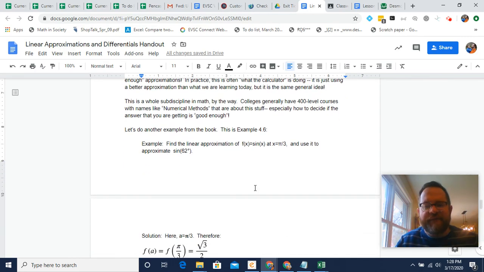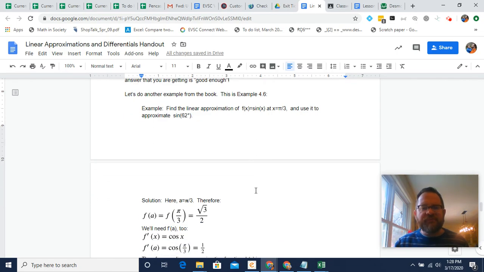I need another drink here. This will be example 4.6 from your book. And it wants you to find the linear approximation of f of x equals sine of x at the value pi over 3, and use that linear approximation to come up with the approximate form of the sine of 62 degrees. In case you didn't know, pi over 3 is 60 degrees.